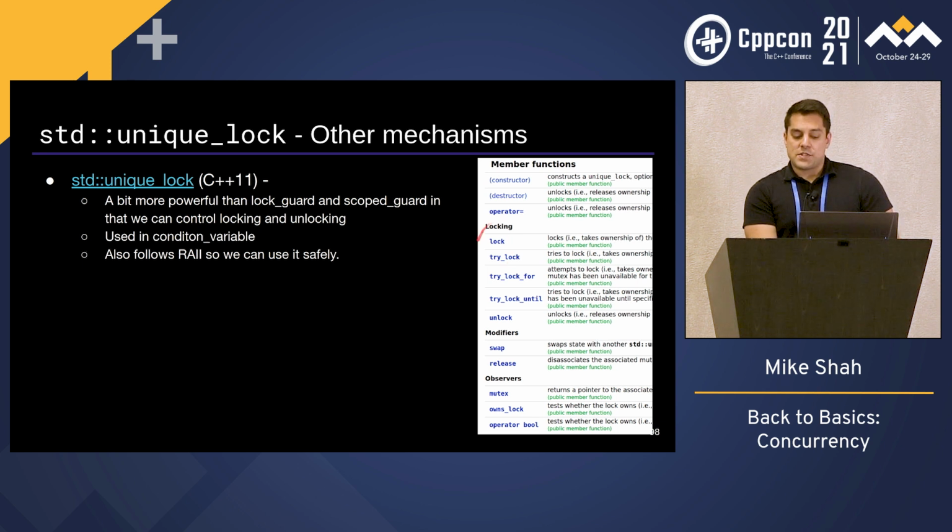Because if we look at the locking functionalities, we are able to lock and unlock. And we can also try to lock or obtain ownership over some lock, okay? So we need something a little bit more powerful than, again, our lock guard or our scoped lock. It still follows the same RAII principle, so we do it like this.